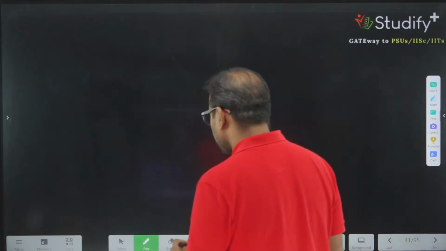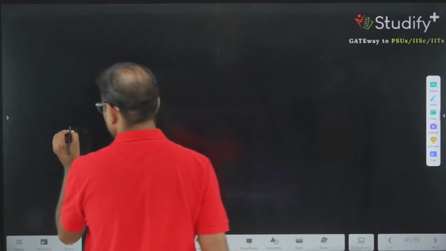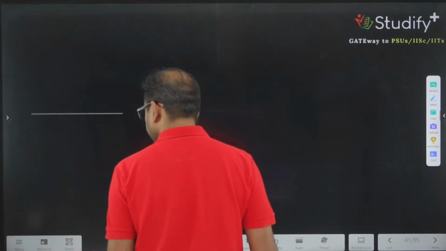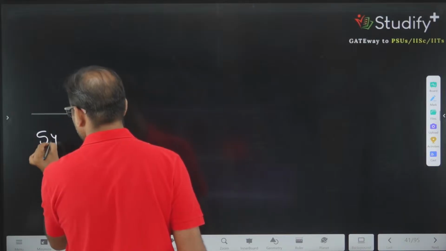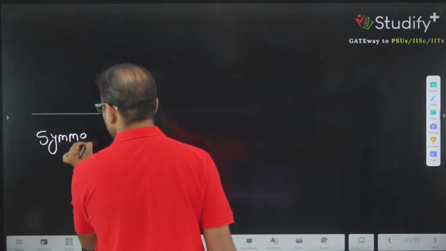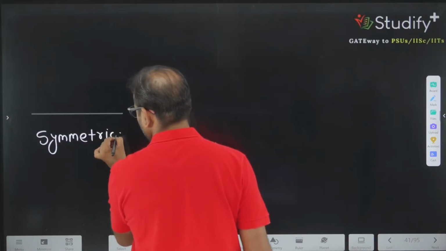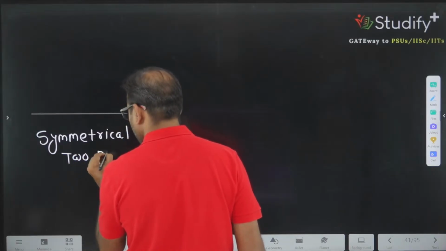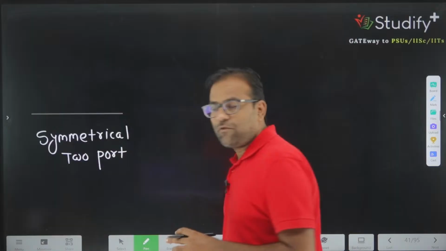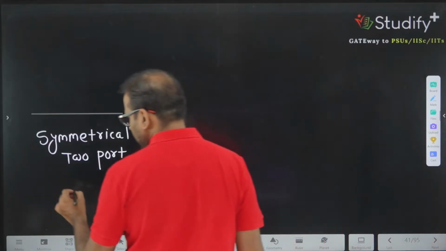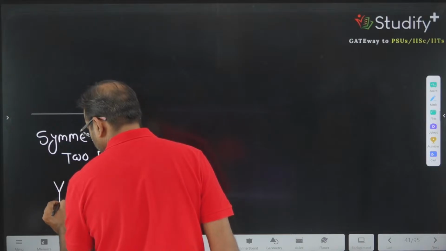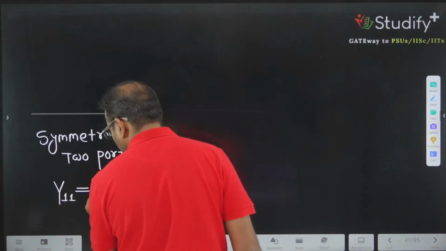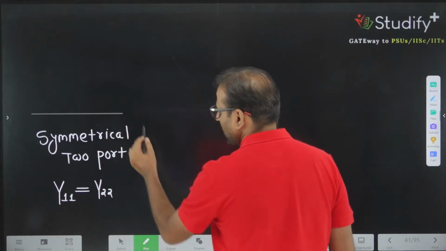And there is a condition for symmetrical network. So can I say condition for symmetrical network? Condition for symmetrical two port from Y parameter. From which point of view? From Y parameter is given by Y11 should be equivalent to Y22. A very important concept.